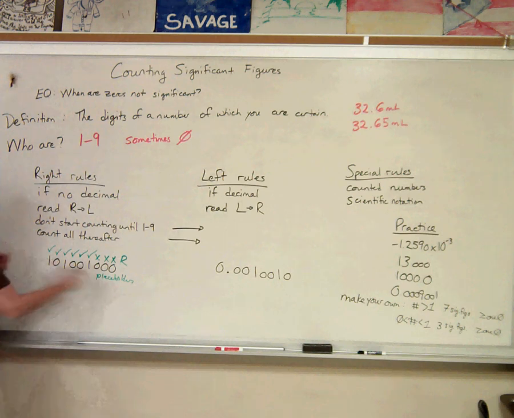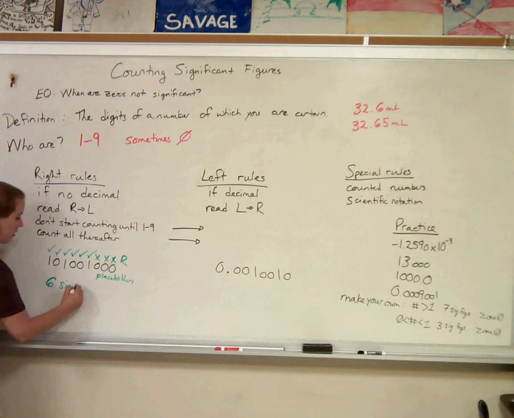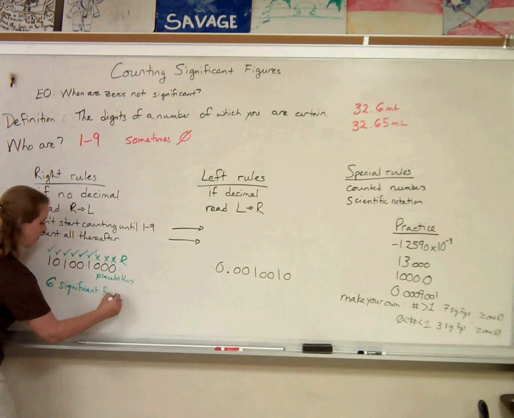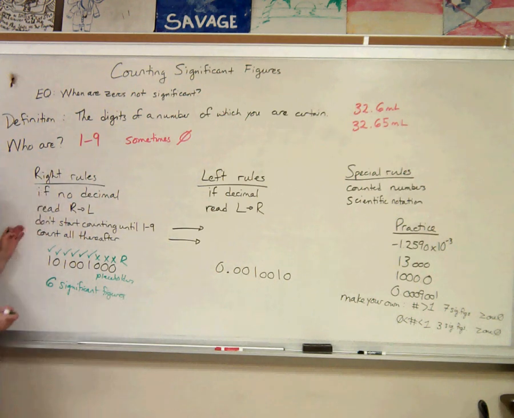So in 101,001,000, how many numbers are significant? 1, 2, 3, 4, 5, 6. This number has 6 significant figures. That's the right rules. Let's talk about the left rules.